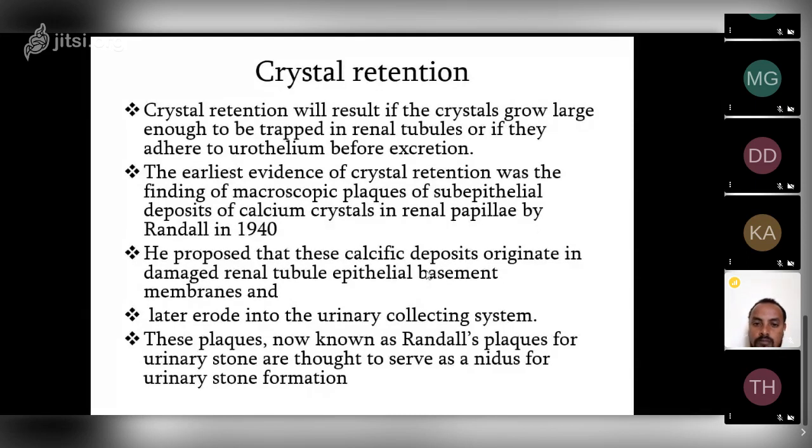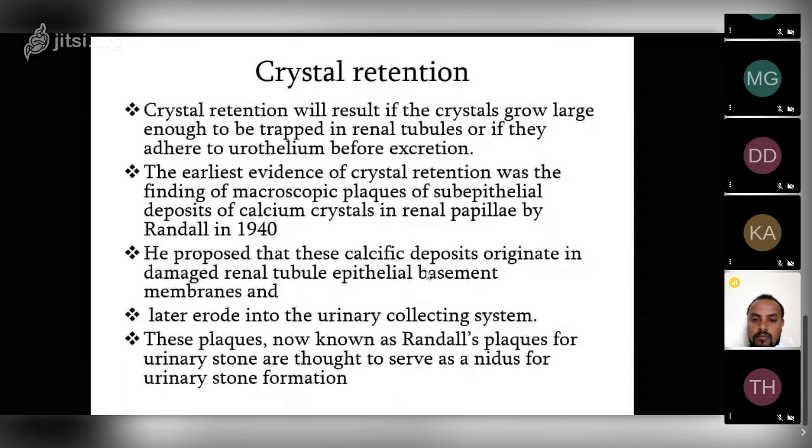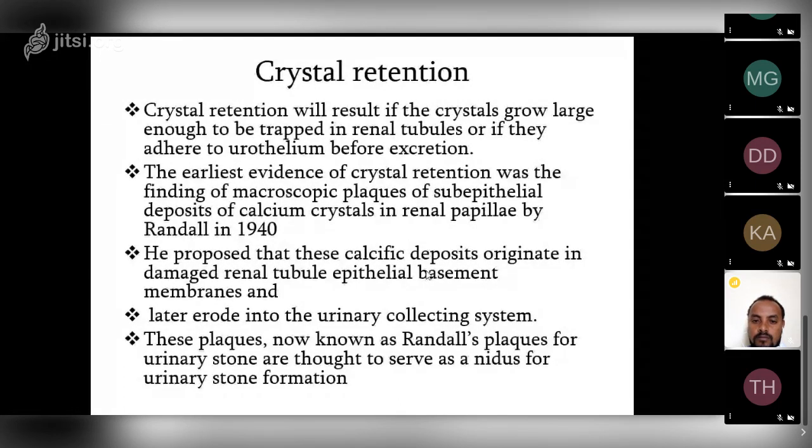The next is crystal retention. Crystal retention will result if the crystals grow large enough to be trapped in the renal tubules or if they adhere to the urothelium before excretion. So the earliest evidence of crystal retention was the finding of macroscopic plugs of subepithelial deposit of calcium crystals in the renal papillae by Randall in 1940.